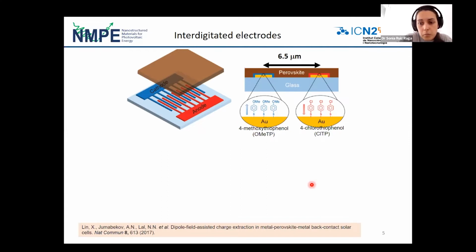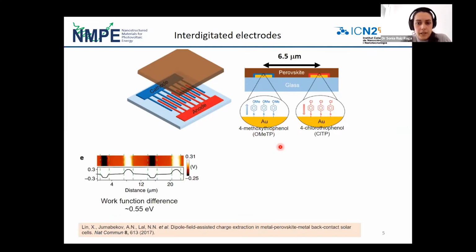So in order to provide the selectivity to the electrodes, for the charge separation, we modified them with self-assembled monolayers of molecules that have very different dipole moments. And this enabled the creation of a work function difference of about 550 millielectron volts.